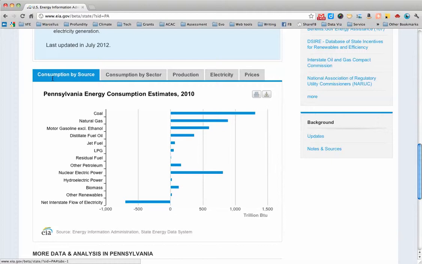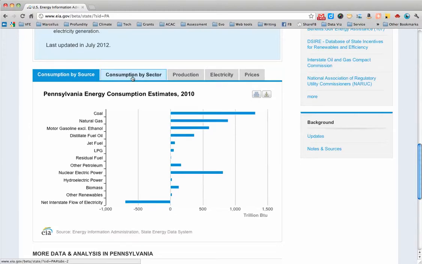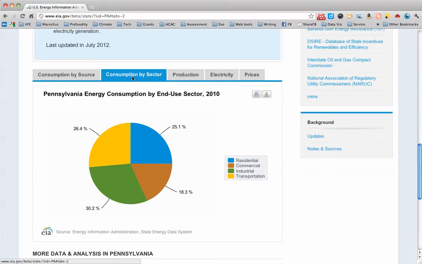So when we look at energy consumption in Pennsylvania, you can see that coal is the big daddy. 1.3 trillion BTUs, British thermal units of energy generated from burning coal in the state of Pennsylvania, and natural gas coming in second, with nuclear power coming in not too far behind.